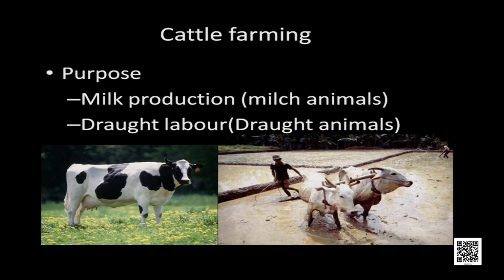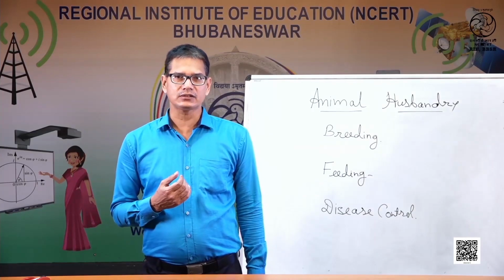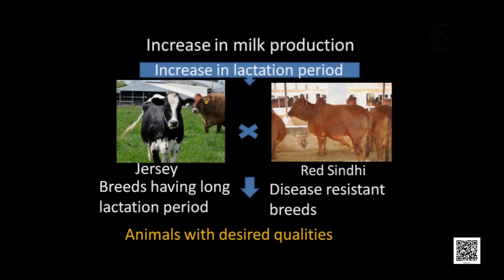First one is cattle farming. Purpose of cattle farming is, first one is milk production, and milk producing animals are called milch animals. And second purpose is draught labor, that means plowing, tilling work, and they are called draught animals. First requirement is to increase the milk production. How can milk production be increased? It can be increased by increasing the lactation period.